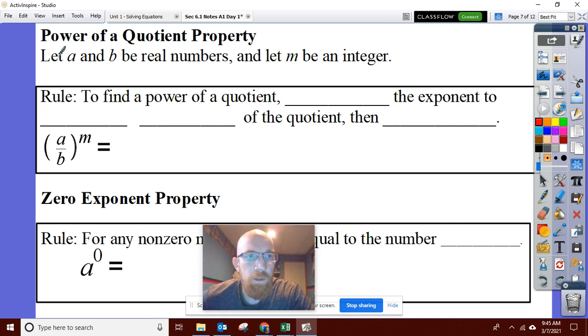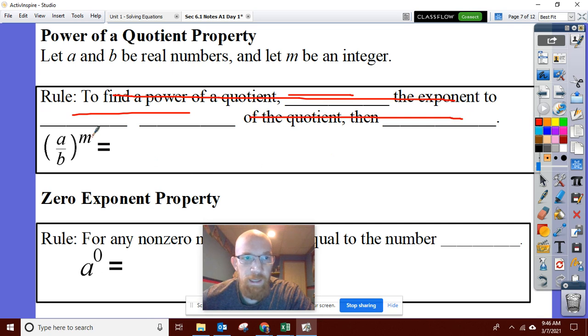All right, the next one is called the power of a quotient property. This one's similar, right? We have parentheses and we have a division going on, but look, the bases are different. But you're going to do the same thing. We're going to distribute, and I'm not even going to write these in here. It's the same as the previous thing, so don't worry about writing this rule down.